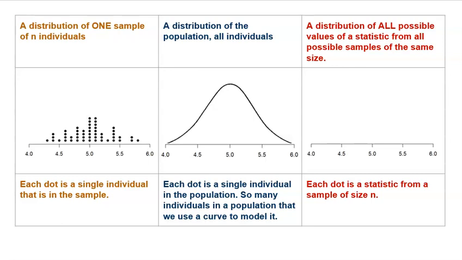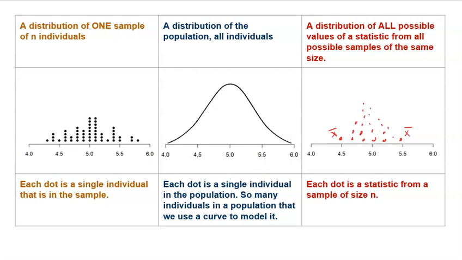But what's a sampling distribution? That's what this unit's all about. That's a distribution of all possible values of a statistic from all possible samples of the same size. So now, if we're going to take a look at a sampling distribution, when I put a dot right here, that dot no longer represents a single person. That dot represents a group of n and what the mean was for that group. Here's another dot, another group of n, what their mean was. And every single dot represents the mean of a sample.